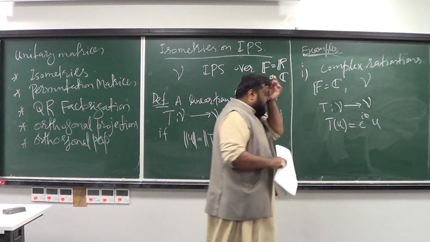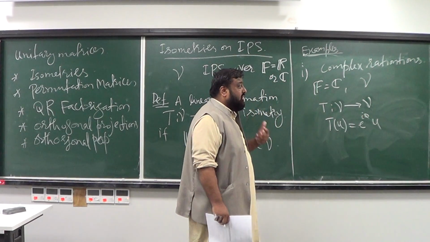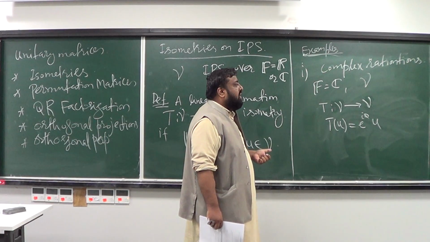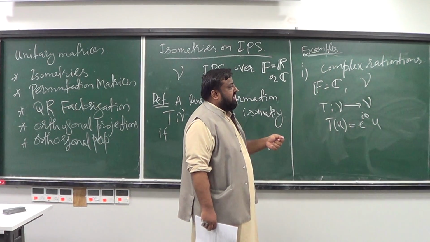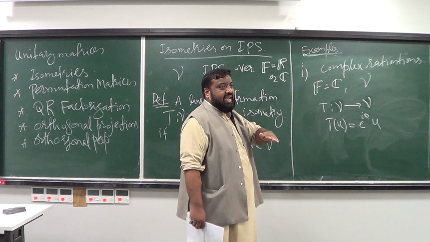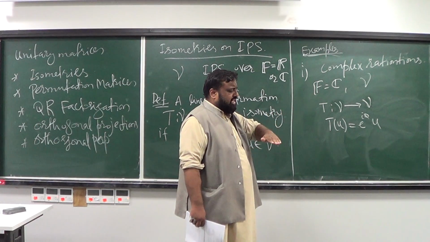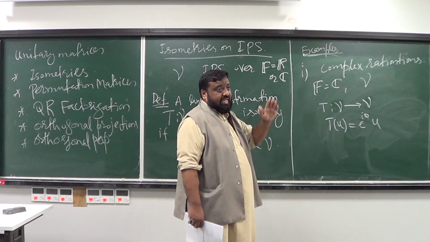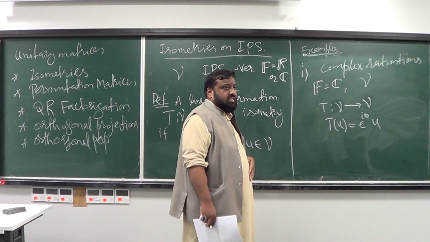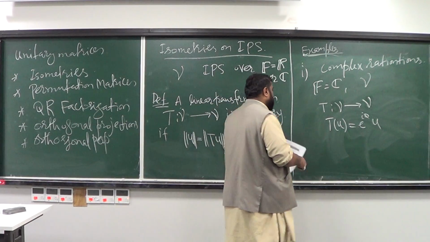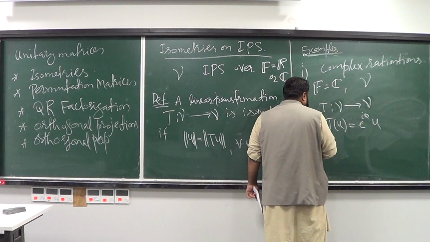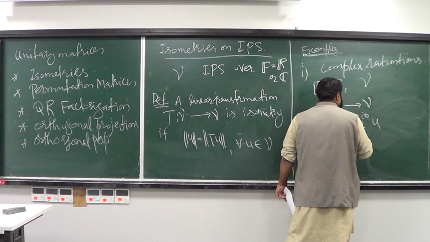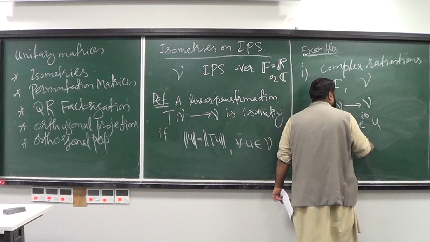So we can also interpret e to the iota theta u as kind of translating the vector u by angle theta, actually not translating but rotating the vector u by the angle theta. And my claim is that this is an isometry. Why is this an isometry? If you compute the magnitude of u, it turns out that this is equal to the norm of e to the iota theta u.